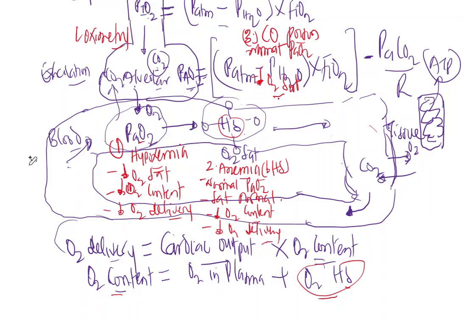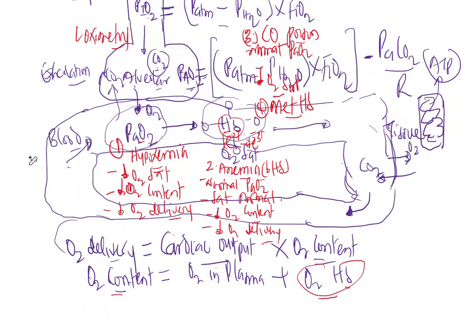Hypoxia. Number 4, what about if somebody is exposed to an oxidizing agent, and that oxidizing agent changes the Fe2+ ion in the hemoglobin and changes it to Fe3+? What's that going to be? Very good. So that will be methemoglobinemia. The problem with methemoglobinemia is that it does not bind to oxygen.